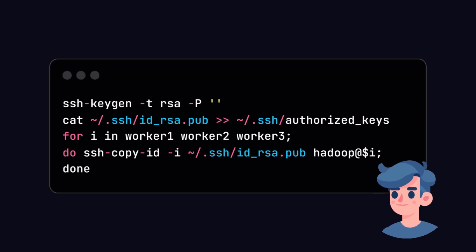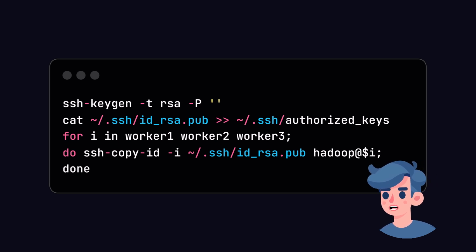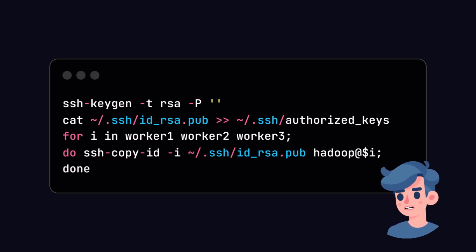Step 2. Setting up SSH. Hadoop requires SSH access to the cluster nodes. To set this up, generate SSH keys on the master node and copy them to each slave node.